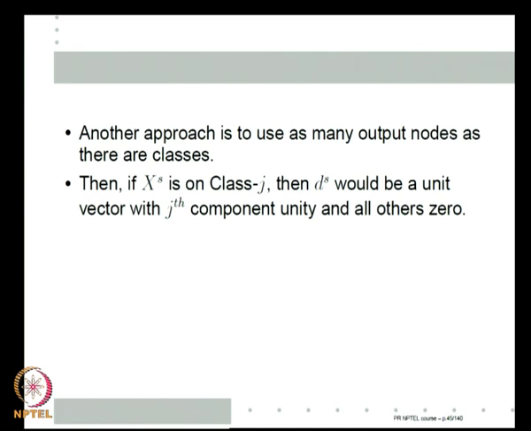If a particular example pattern, say xs, is in class j, then the corresponding desired output ds, which will be a k vector, will be a unit vector with jth component unity and all others 0. So, if xs is in class j, ds will be 0 0 0, 1 in the jth position and 0 0 0 0, right. This is how I specify the desired output.